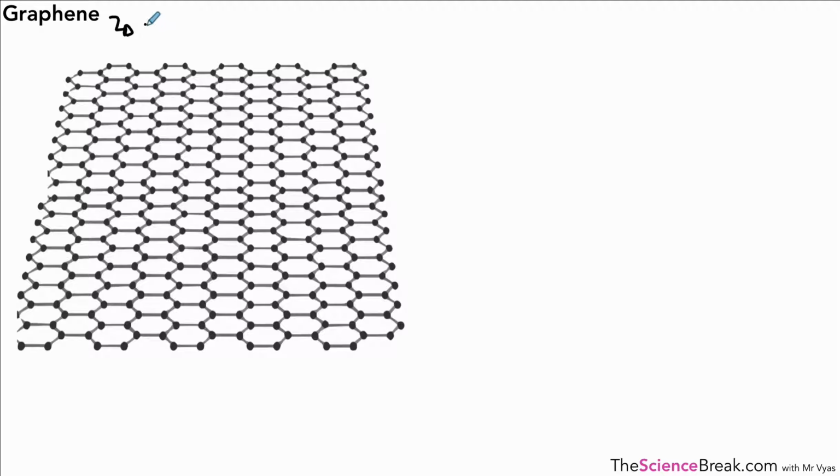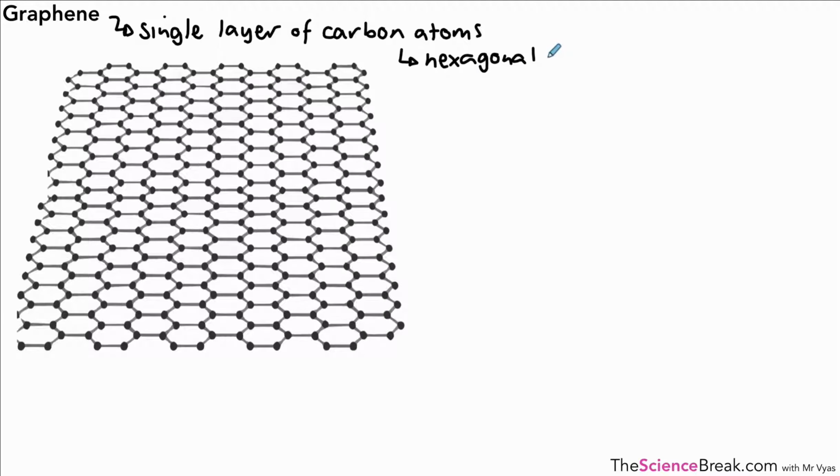Hello, today we're talking about graphene and the fullerenes, but first we're going to look at graphene. Now, graphene is a single layer of graphite. So we could describe it as a single layer of carbon atoms. And as you may remember, in our graphite, the carbons were arranged in hexagonal rings.